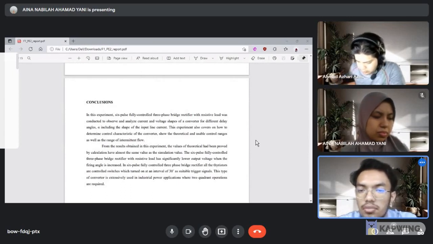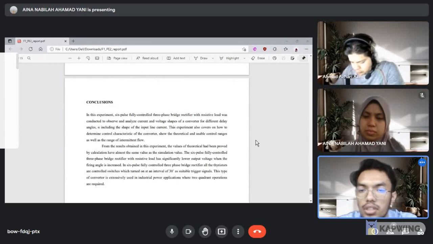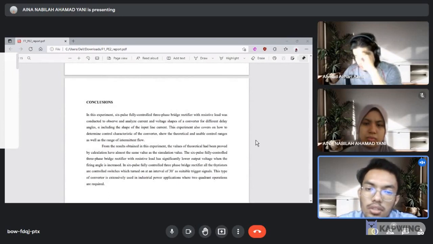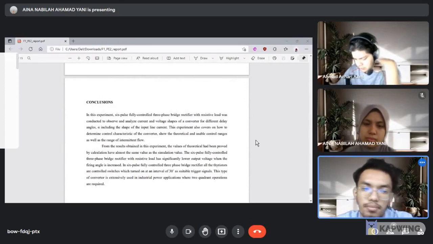In six-pulse fully controlled, which is full wave, all the thyristors are controlled switches turned on at intervals of 30 degrees with suitable trigger signals. So this type of converter is extensively used in industrial power applications where two-quadrant operation is required. That's it.